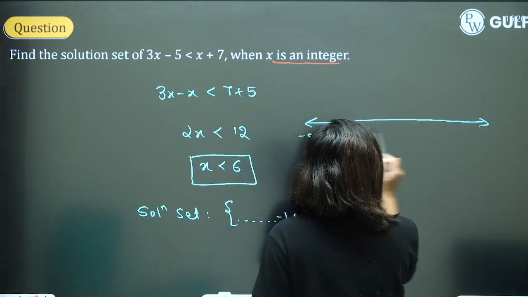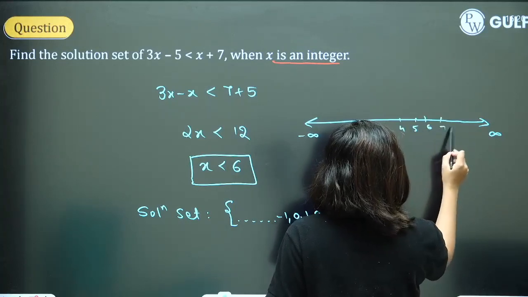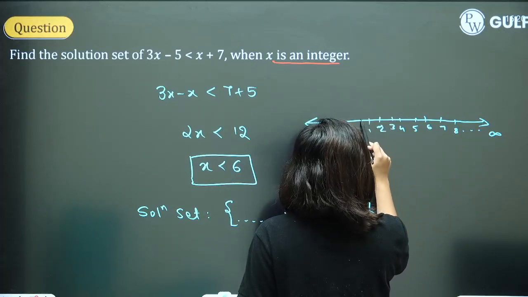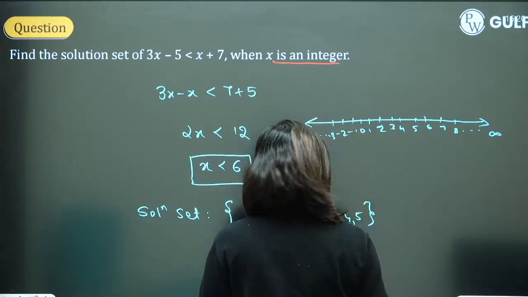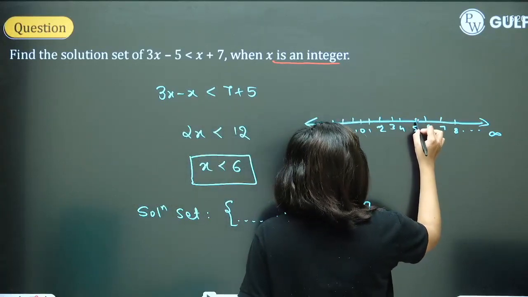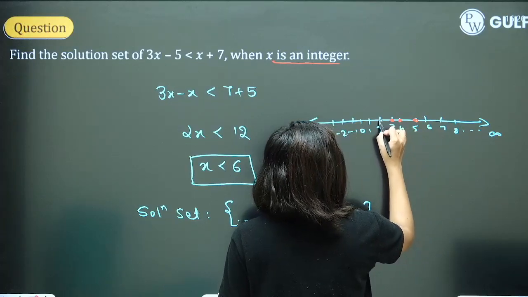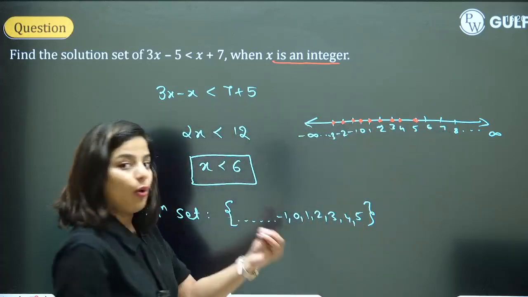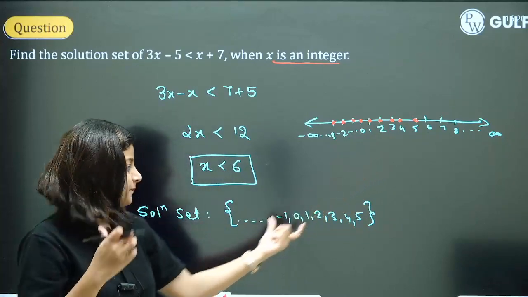Do you agree? And if you have to show it on a number line, 4, 5, 6, 7, 8, dot, dot, dot, 3, 2, 1, 0, minus 1, minus 2, minus 3, dot, dot, dot. How will we show? All the numbers less than 6, all the integers less than 6. 5, 4, 3, 2, 1, 0. That's how you will dot them. You will dot them to show that they are the solutions. Can you see? They are the solutions.